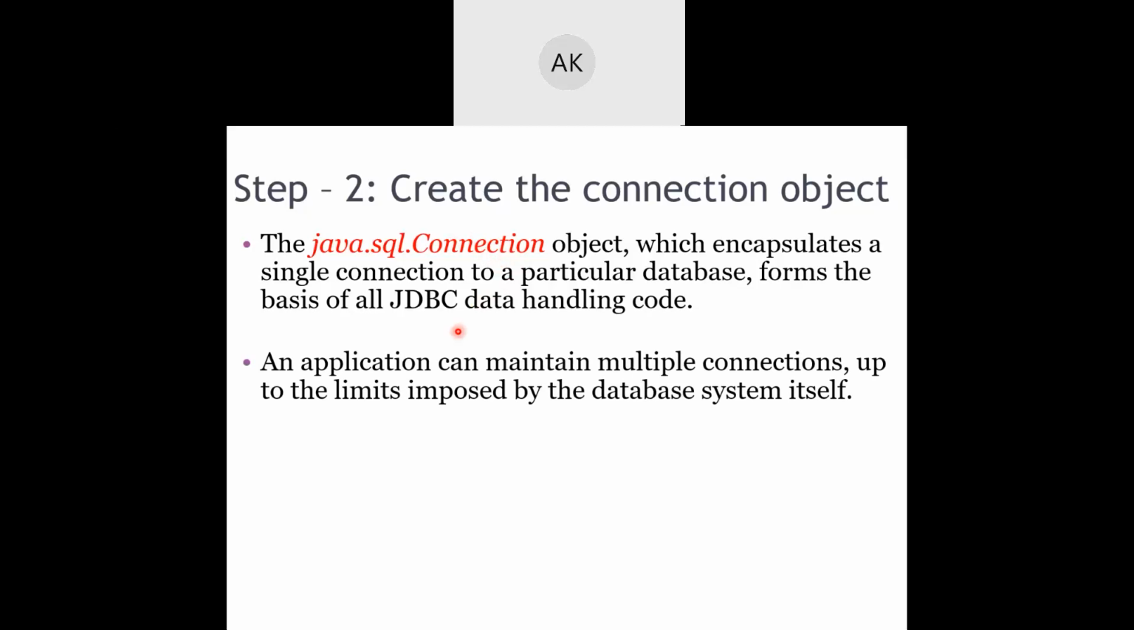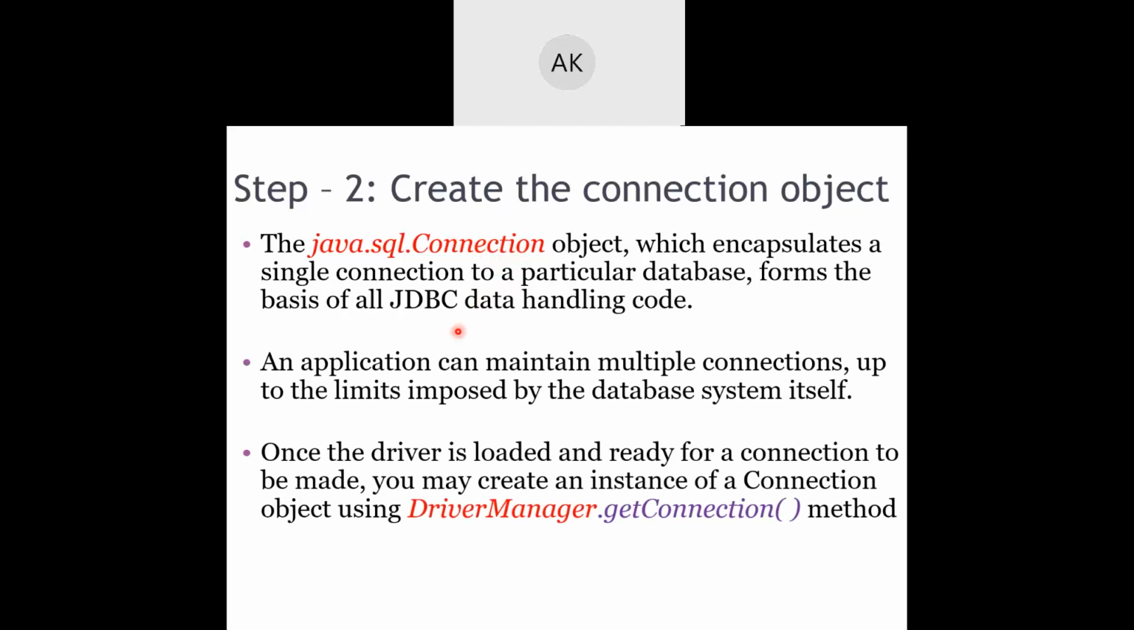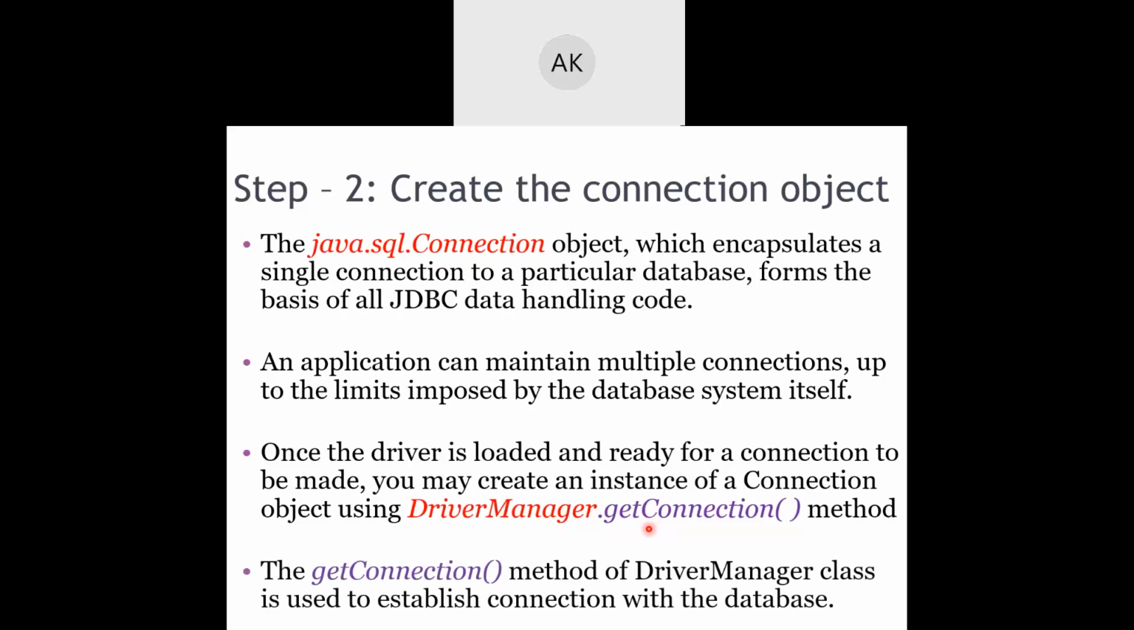So what we'll do, we'll write DriverManager.getConnection. To get our connection established, what method will we be using? DriverManager.getConnection. This is the main function that you need to call. It is just like after dialing the number, you press the call button in order to establish the connection. So the getConnection method of the DriverManager class is used to establish a connection with the database.